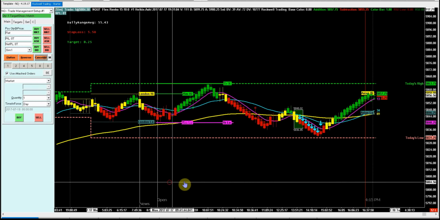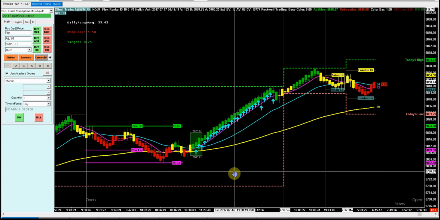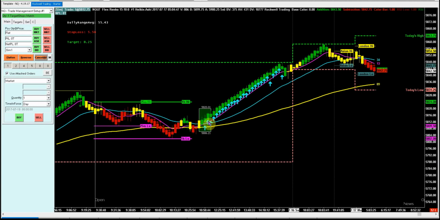Let me go back. This is Friday's move here. Here we go. They all came very, very close together. So the moving averages kind of flattened out. You can see all that flatten out. When they flatten out and get all close together, that's an indication there's going to be a trend move soon.